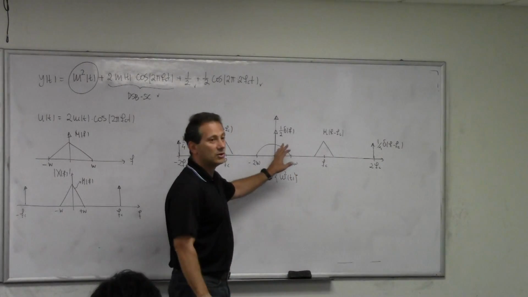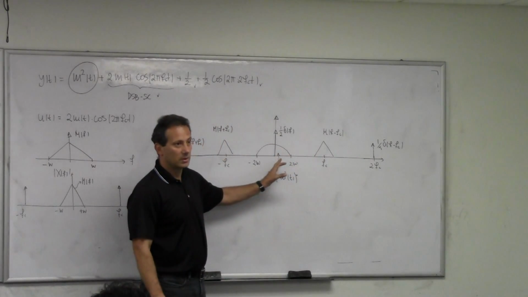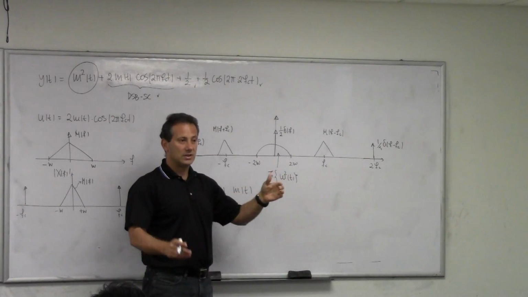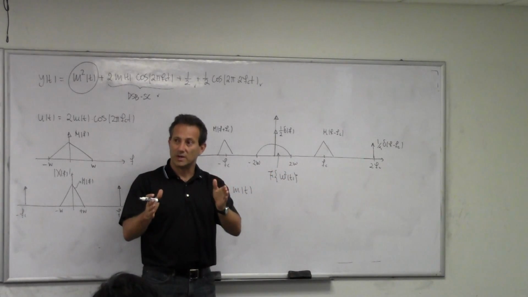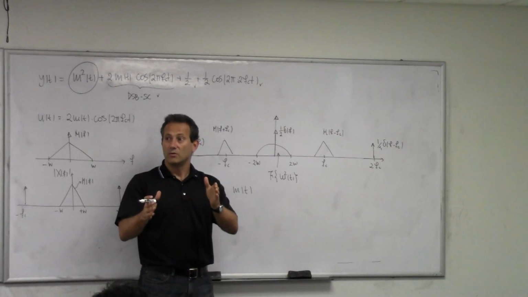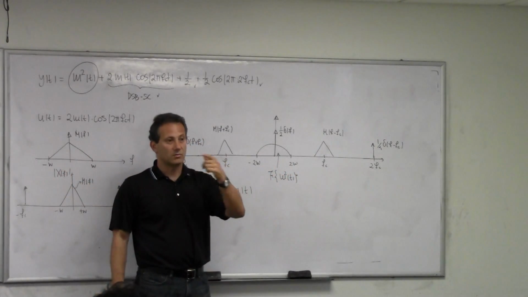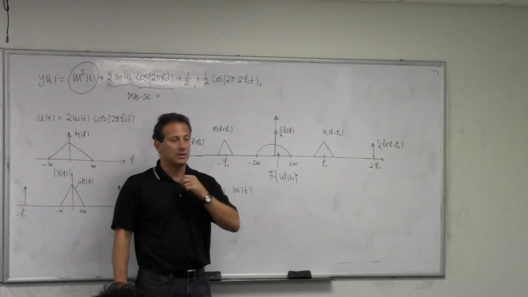The shape of it is not that important. What is important is the footprint of the signal. And if the signal occupies from 0 to W, then its square will occupy from 0 to 2W. Right? That's one way we can understand it.